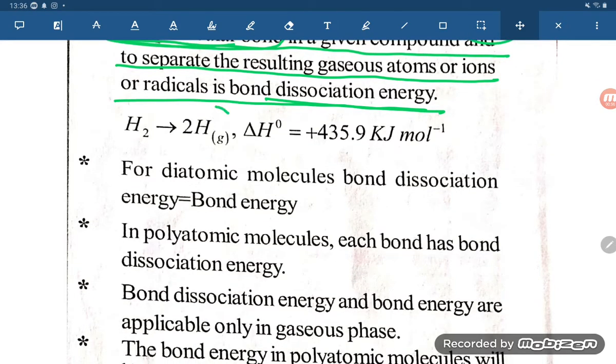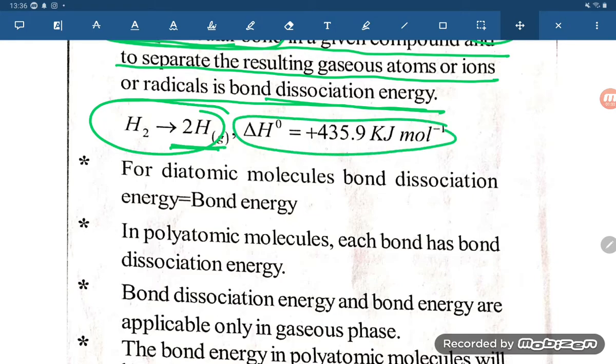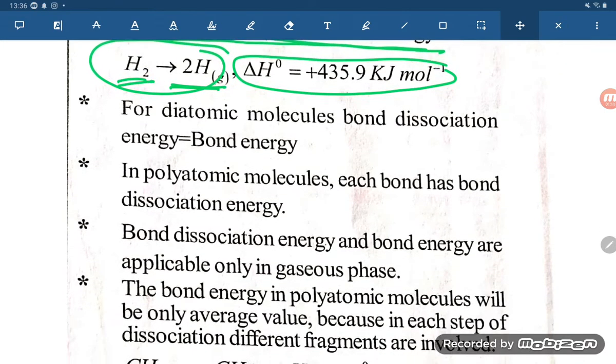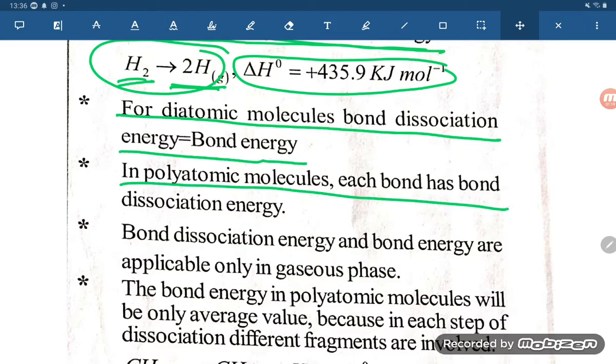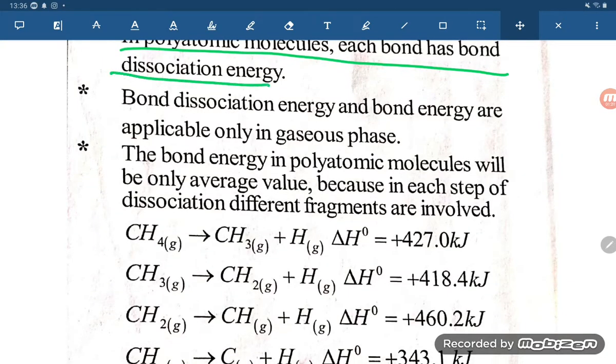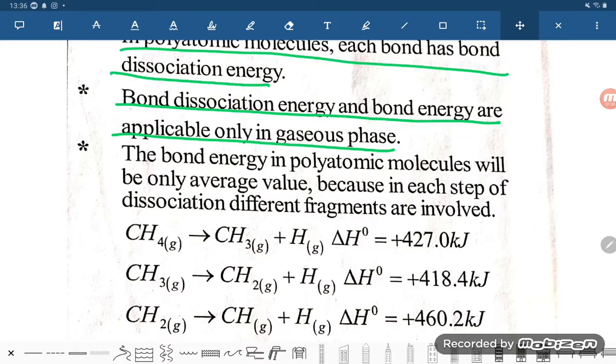For example, H2 has a bond dissociation energy of 435.9 kilojoule per mole. That is, the energy required to break 1 mole of the single bond is 435.9 kilojoule. For a diatomic molecule, bond dissociation energy is equal to bond energy. In a polyatomic molecule, each bond has a different dissociation energy. Bond dissociation energy and bond energy are applicable only in the gaseous phase. In a liquid phase, we have to neglect that.